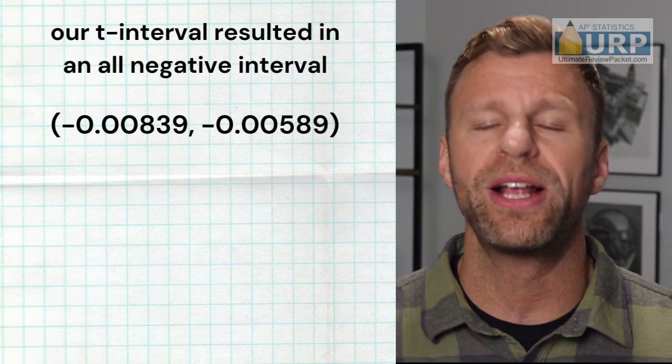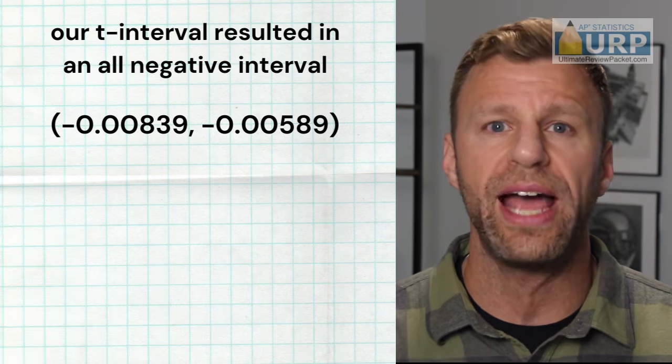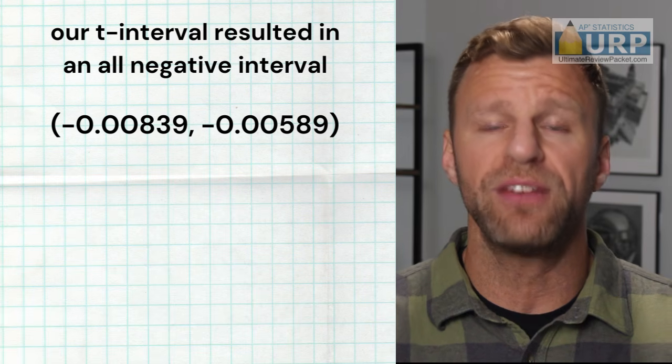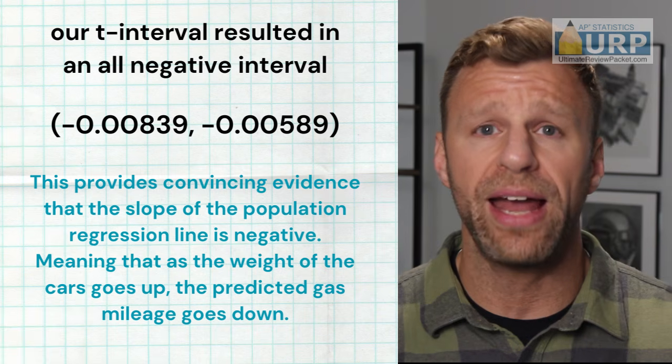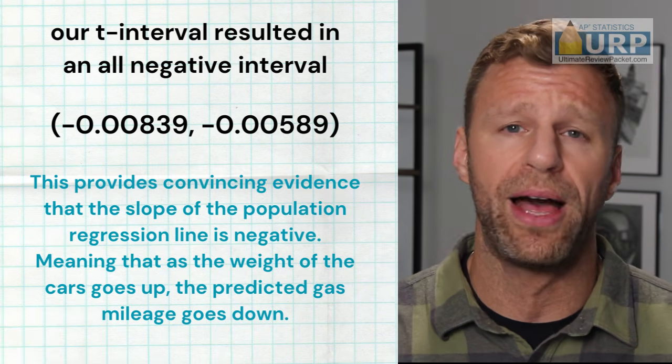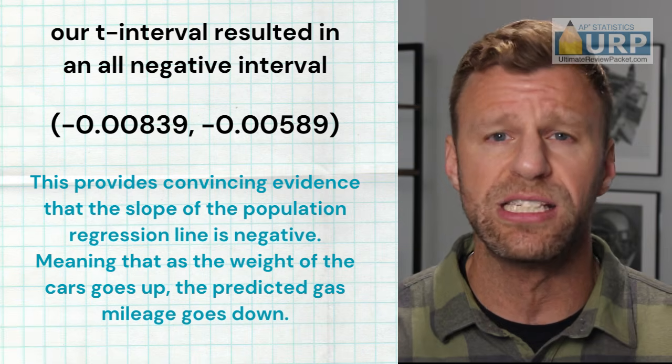I've actually already kind of talked about that a little bit in this video. Go back to our previous problem. Our entire interval was negative. That gives me very convincing evidence that the slope is negative, meaning that every time a car goes up by a pound, it's going to decrease in its gas mileage.